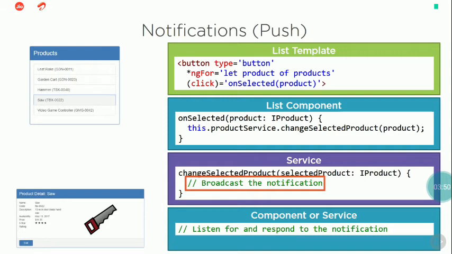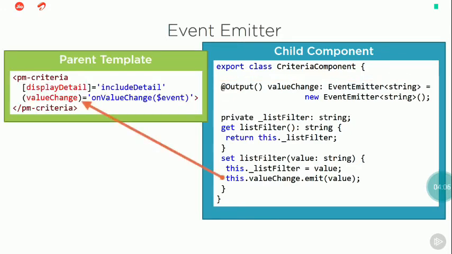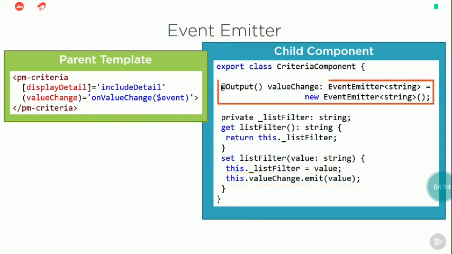The first technique that may come to mind is to use an event emitter, because we basically want to emit an event. Earlier in this course, we used an event emitter with an output decorator in a child component, so it could send notifications to its parent. In this example, we send out a notification every time the user changes the filter by value. But the output decorator technique shown here only allows communication between a child and its parent.